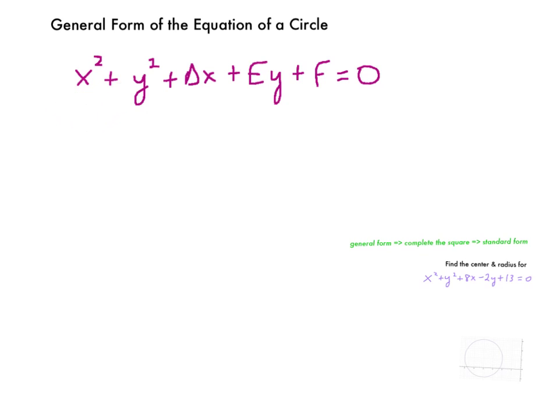When these coefficients are the same, you have a circle. When these coefficients are different, you have an ellipse. The reason being, one is growing faster than the other. Here, they're both growing at the same rate.